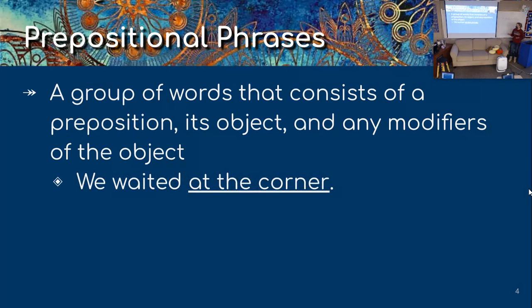So here's an example of what this looks like. We waited at the corner. We is the subject of our sentence, waited is the verb. Then we have this prepositional phrase, at the corner. At is our preposition. Corner is our object of the preposition. It's the noun that follows the preposition. The is modifying corner, so all of this is the prepositional phrase.